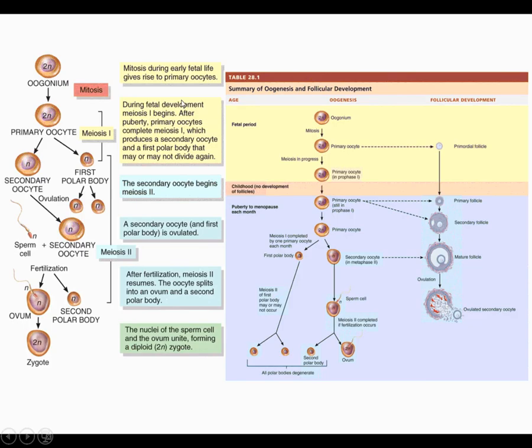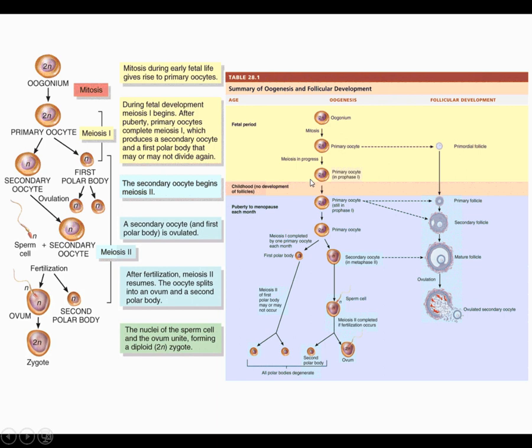If I jump ahead to the next page, I'm going to use these figures to show you where we're at and how things are going. Here's our original diploid stem cell. That goes through mitosis to form our primary oocytes. Before birth has happened, we have performed this process, and we begin meiosis I before birth. We call this the fetal period. Nothing is going to change at this point from birth through childhood until puberty. And even at the beginning here, we still see our primary oocyte.